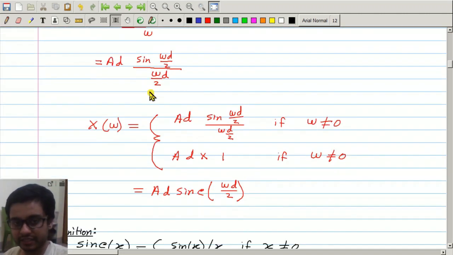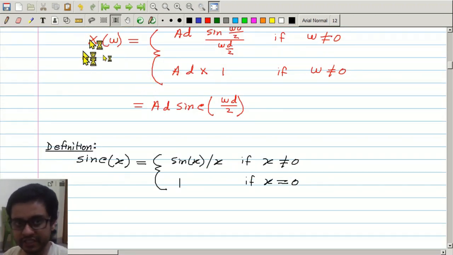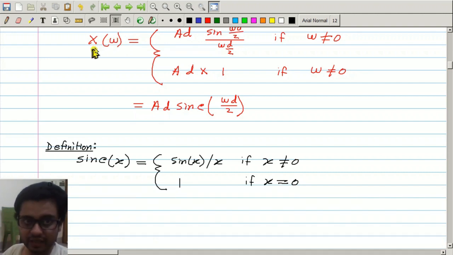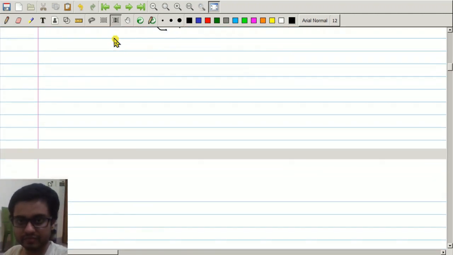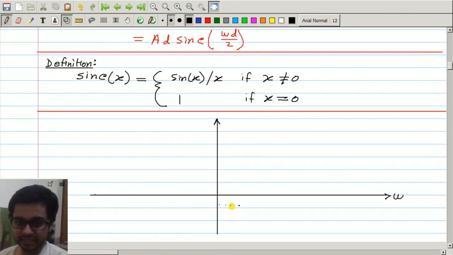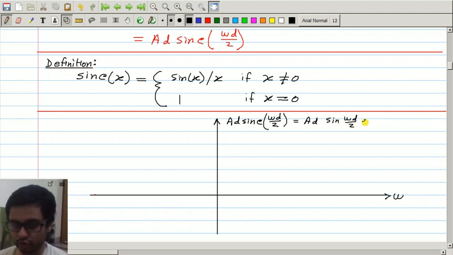Next, let us plot this function x of omega, capital X of omega, as a function of omega. Suppose this is the omega axis, and we are going to plot this function AD sinc omega d by 2, which is the same as AD sine omega d by 2 whole divided by omega d by 2, provided omega is not 0, and if omega is 0, then this is equal to AD.